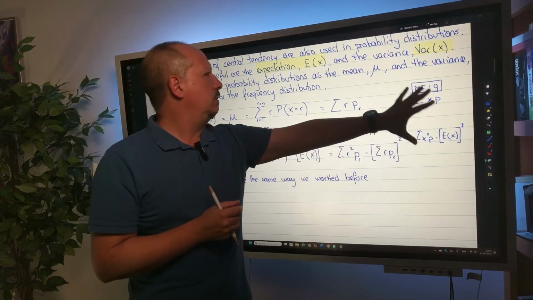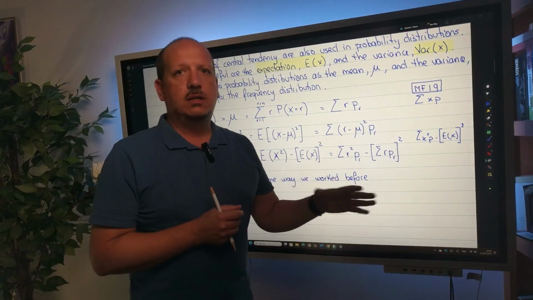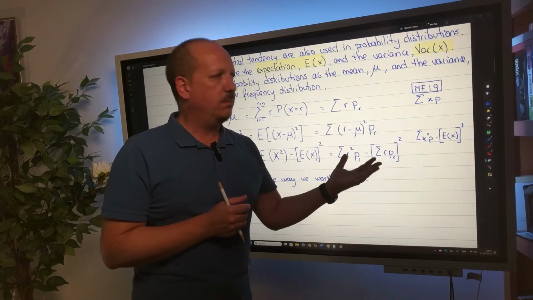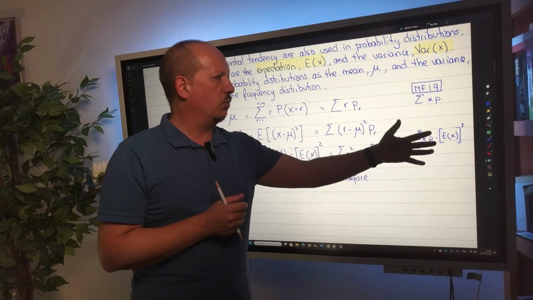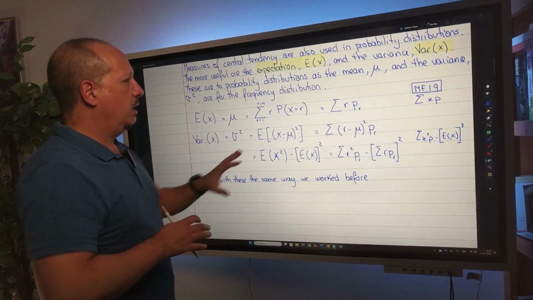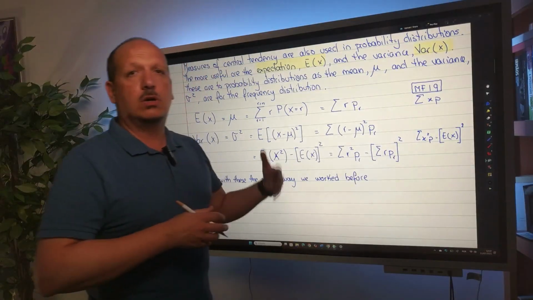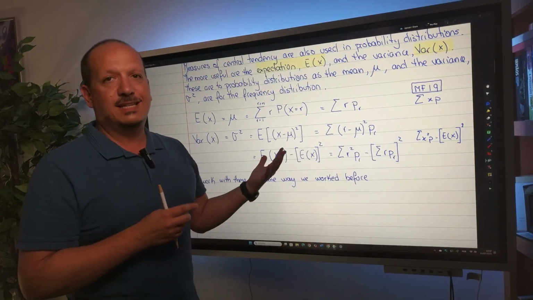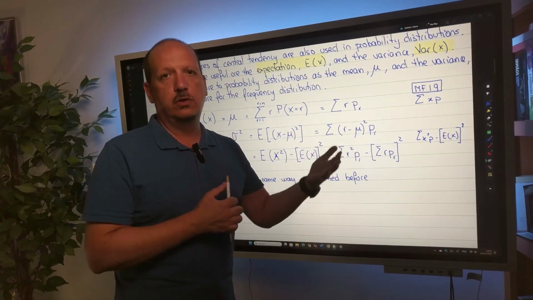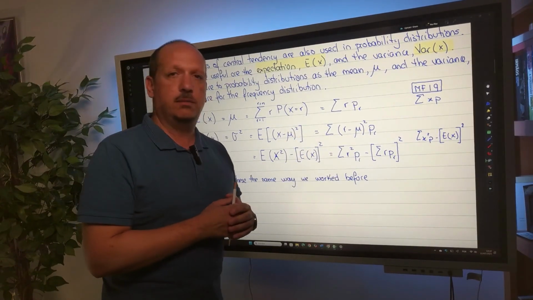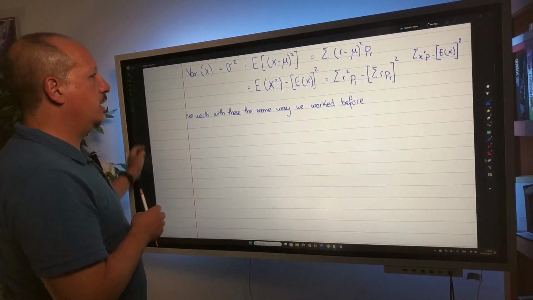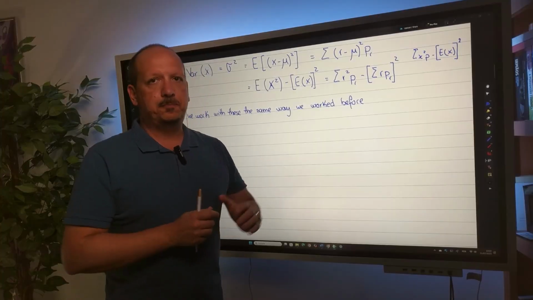No matter what notation you see, the practical result in calculating these things is always the same. All right? So just focus on one, knowing that they all mean the same. Okay? This shouldn't be more complicated. It should be exactly the same in terms of complexity as what you've learned back in chapter 1. Okay? That's what I have over here. We work with these the same way we worked before.